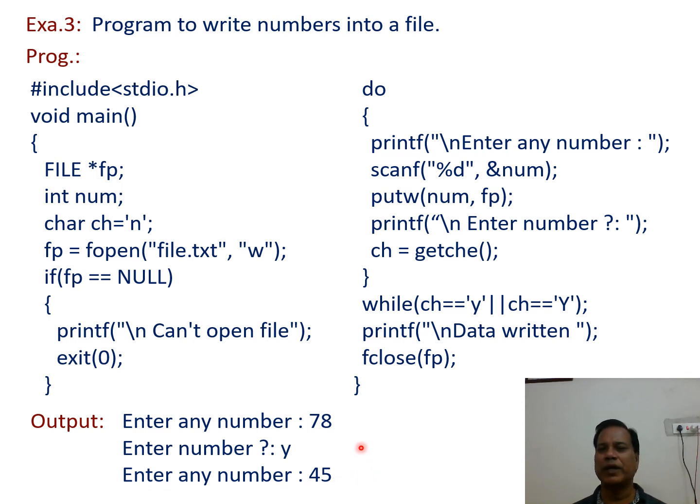When the user doesn't enter lowercase or uppercase y, then the condition becomes false and control comes out of the loop, and after the loop the data written is printed and the file is closed. So in this way we discussed the three programs using putw and getw functions.